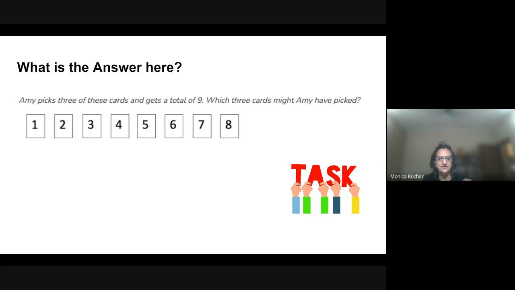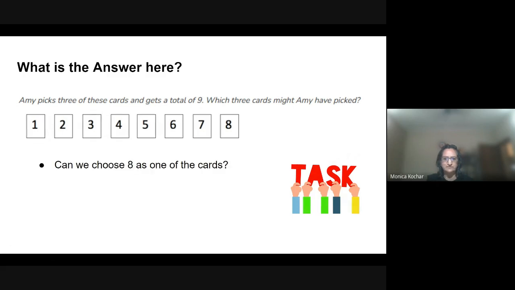Now, this is a simple question. And the kids might say 1, 2, and 6, or 2, 3, 4. Children can give these answers. Now, I'm going to make the question a little complex.